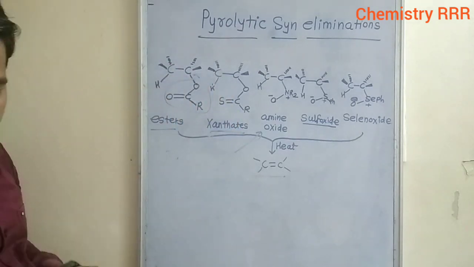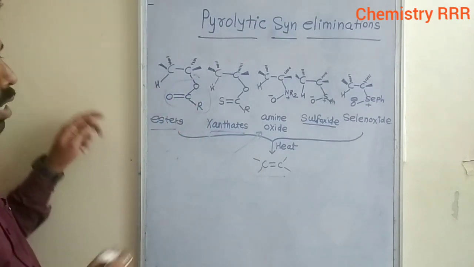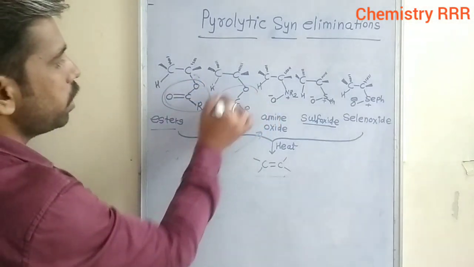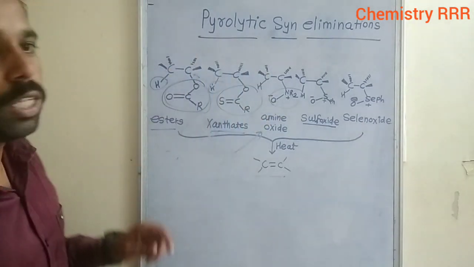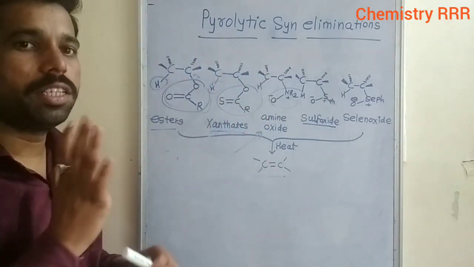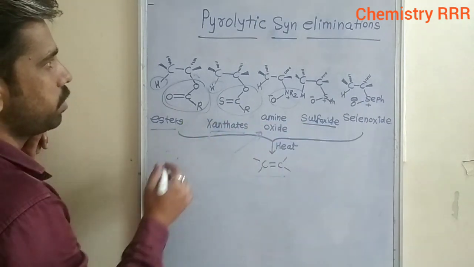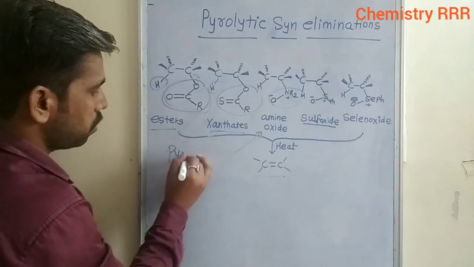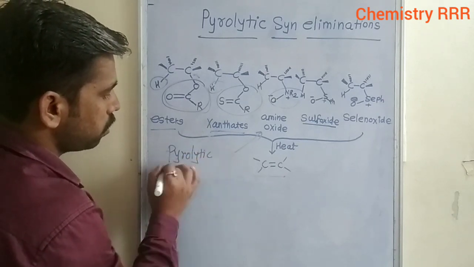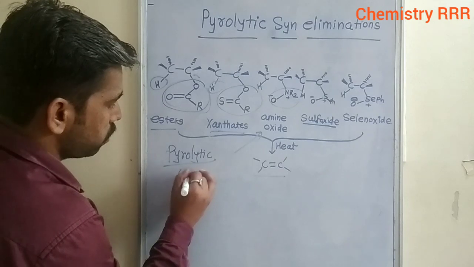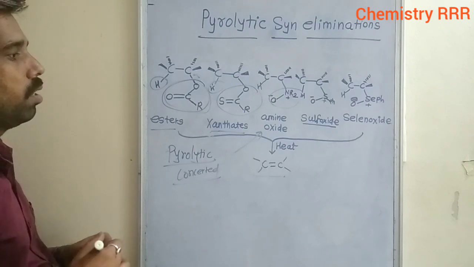The beta hydrogen and the eliminating group must be syn to each other. These are the eliminating groups, and the beta hydrogen must be syn to each other. Then the third condition is that the reaction involves a concerted mechanism. All these pyrolytic elimination reactions involve the concerted mechanism. Clear?